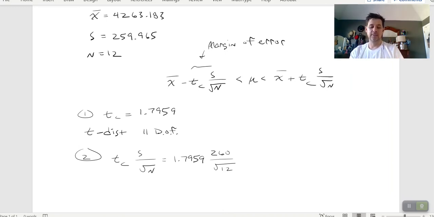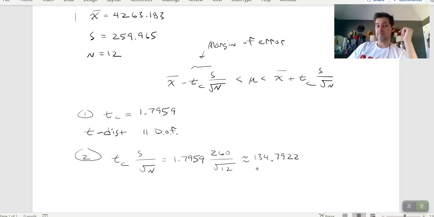Okay, now let's see, I figure out what that is: 1.7959 times 260, then divide by root 12. All right, handheld calculator, enter that, and I get 134.792, okay? 134.792, right? I don't write down more numbers than I think I need. So that's my margin of error then.